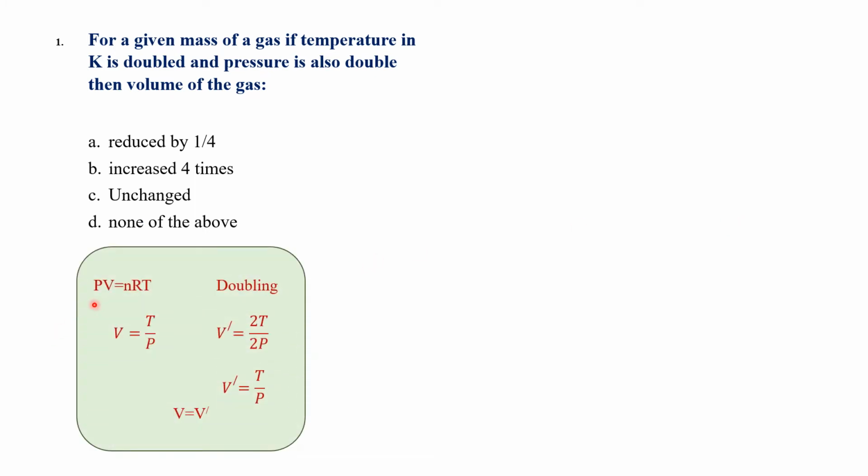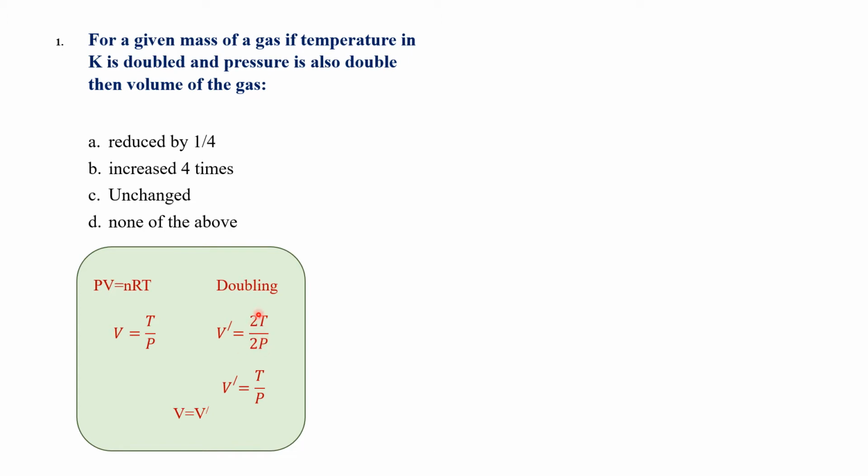From the ideal gas equation from gas laws, PV is equal to nRT. Here n and R are constant, so we will remove them by rearranging this formula. V is equal to T by P. Now the question is about doubling of temperature and pressure. So we will put here V dash, another volume, 2T, doubling of temperature, divided by 2P, doubling of pressure.